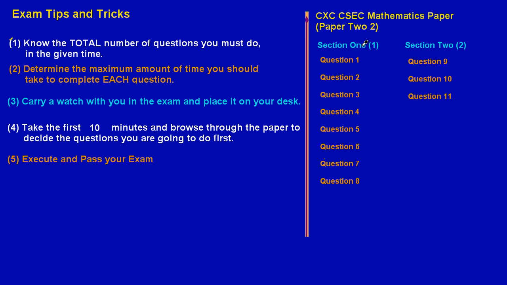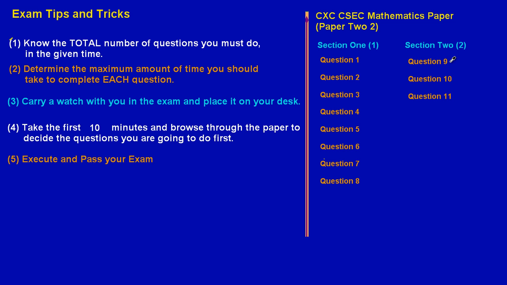Here on your CXC mathematics paper, paper 2, you have section 1 that has 8 questions. My friends, in section 1 these 8 questions are compulsory. It simply means you have to do all 8 questions. Now in section 2 we have a total of 3 questions where you're required to choose any 2 questions.